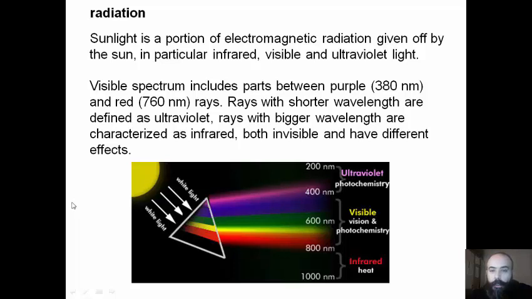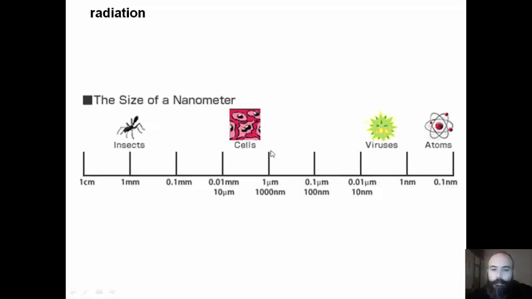Sunlight is a portion of electromagnetic radiation given off by the sun, in particular infrared, visible, and ultraviolet light. The visible spectrum includes parts between purple, 380 nanometers, and red, 760 nanometers rays. Rays with shorter wavelength are defined as ultraviolet. Rays with bigger wavelength are characterized as infrared. Both visible and invisible rays have different effects.